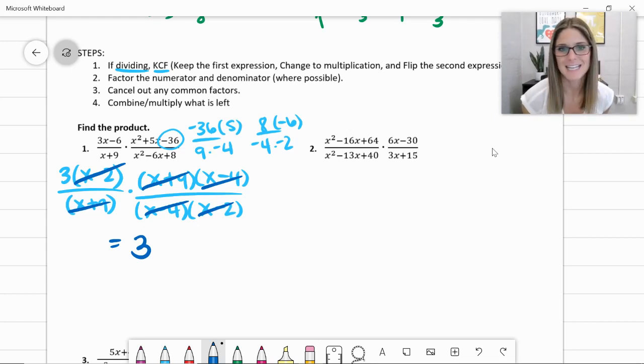How fabulous is that? Let's look at number 2, the top left numerator, x squared minus 16x plus 64. Leading coefficient's 1, so I'm just going to think about the factors of 64.